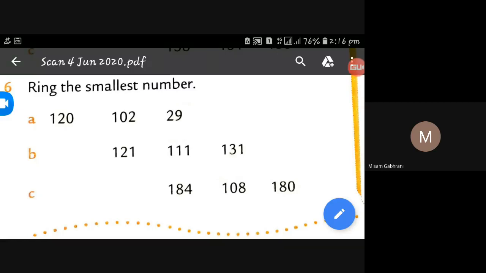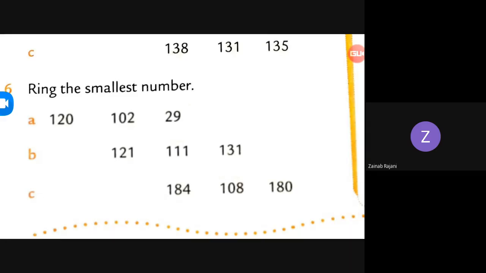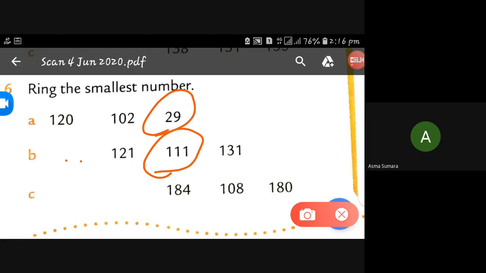In the number B? 29. Number B, I am saying. Number B. Ask me. Number B. Yes, right answer. So this is the smallest number and greatest number.